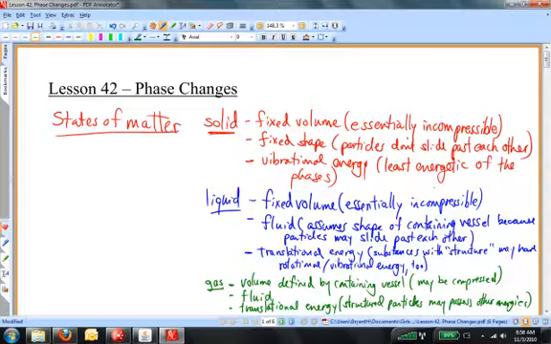They only have vibrational energy. The particles just vibrate in place. So their temperature, you remember, the temperature is a measure of the average kinetic energy if you talk about the absolute temperature. The liquid has a fixed volume.